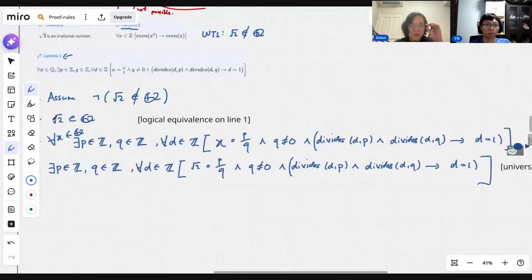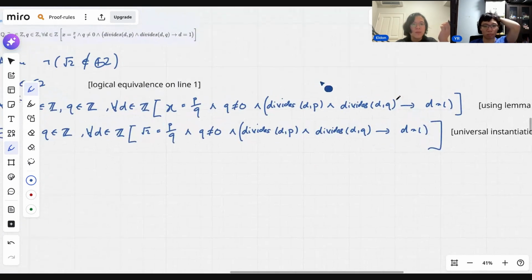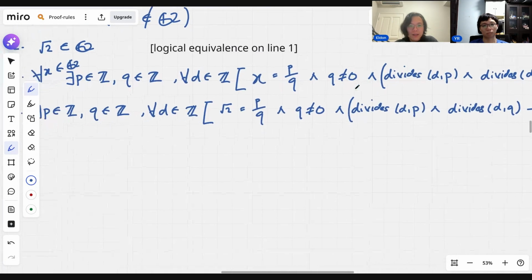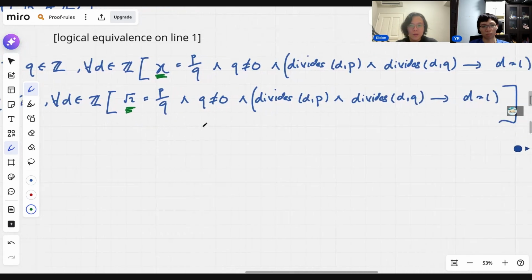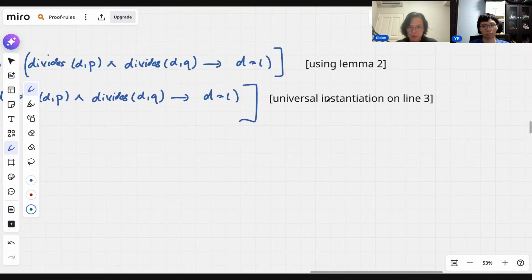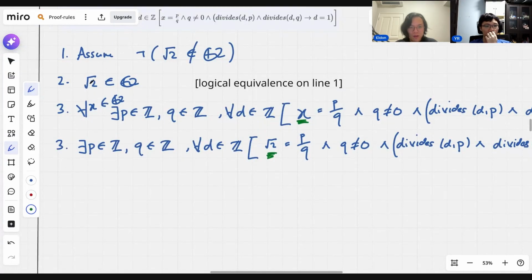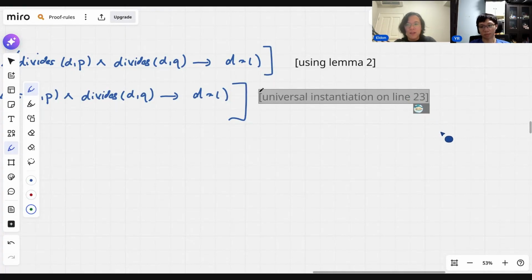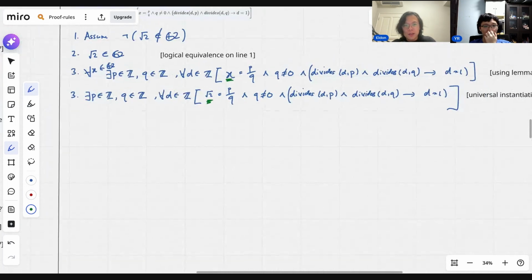So I'm using the lemma, so I'm going to cite it, because the lemma is here. I'm going to say I'm using lemma 2. And from lemma 2, I'm going to copy paste everything, except I will replace X with square root 2. The rule that allows me to do this is universal instantiation. We also need the fact that square root 2 is assumed to be in Q. So the rule again needs to take two lines, line 2 and line 3.